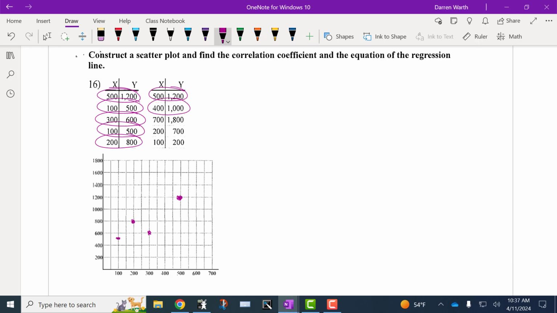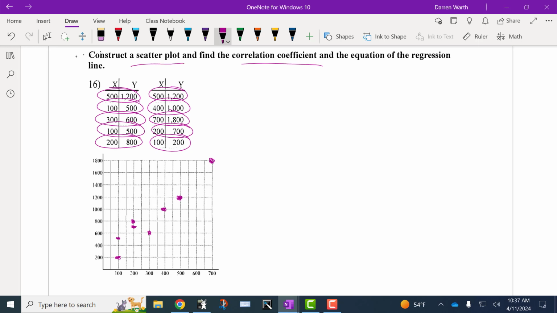So I go to 400 and 1000. Put a dot right there. I'm going to go to 700 and 1800. Put a dot right there. I'm going to go to 200 and 700 and put a dot right there. I'm going to go to 100 and 200 and put a dot right there. And so that's my scatter plot.